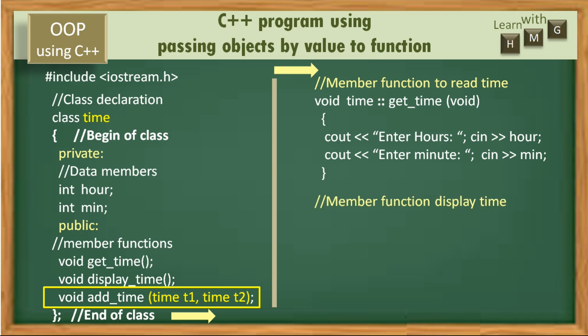Second member function is to display the time in HH:MM format. So for that we have the displayTime function, and using cout statement we can display hour:minute. So in this way the displayTime function will display the time in terms of hour:minute, that is HH:MM format.